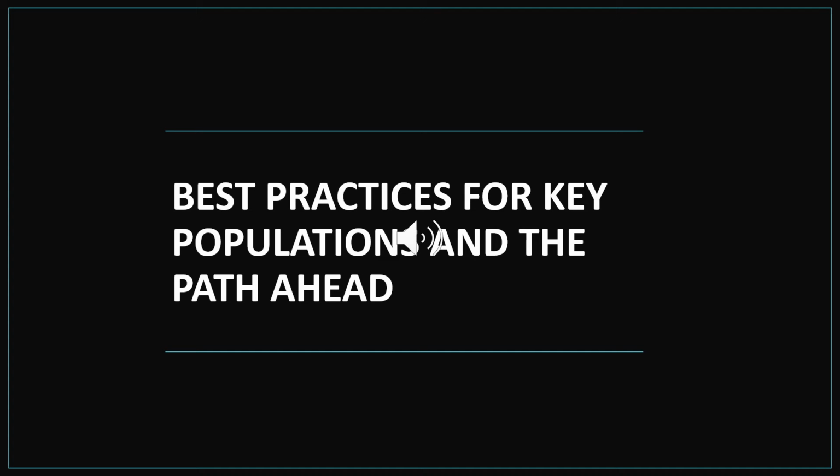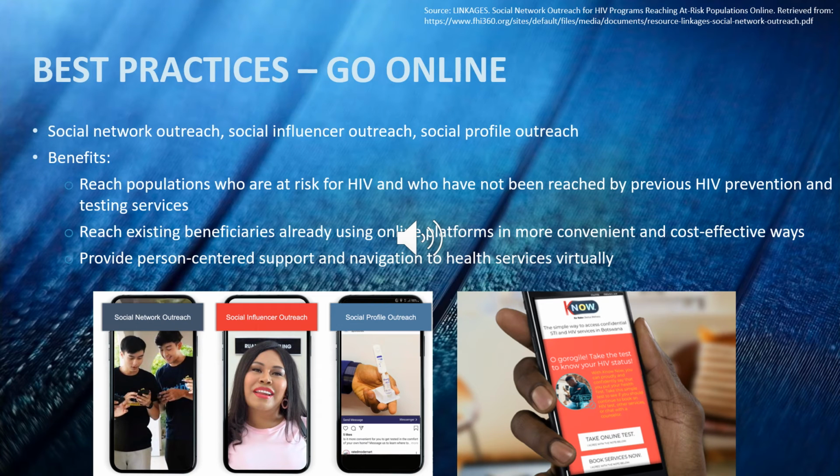Best practices for key populations and the path ahead. With social network outreach, a person reaches others in their social network through online and mobile platforms. Social network outreach can be used to engage with populations at risk for HIV, including young people who are dating and who may have multiple sex partners or engage in transactional sex. Social network outreach includes both passive and active approaches and is implemented by online outreach workers who are trained staff. Outreach workers may engage untrained peers to make referrals to help extend reach.